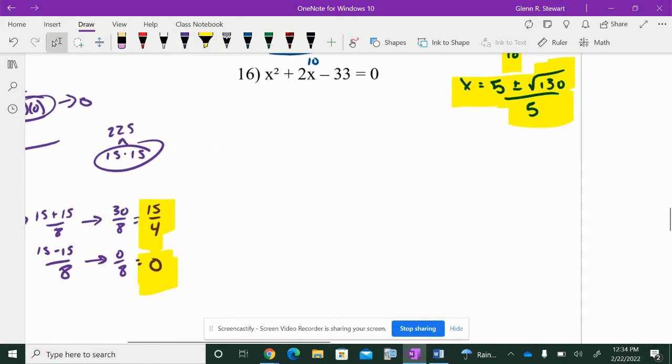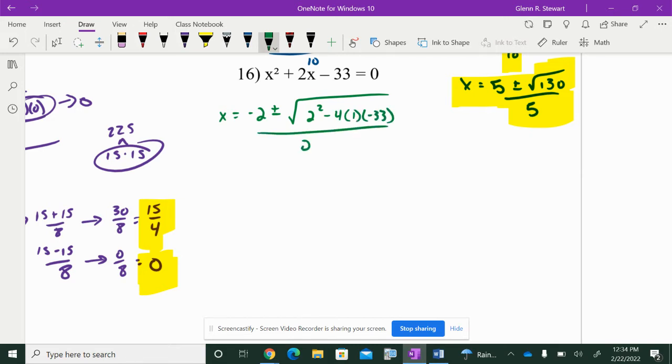Okay, and last but not least, x is equal to negative 2 plus or minus the square root of 2 squared minus 4ac, so 4 times 1 times negative 33, all over 2a, so 2 times 1. So x is equal to negative 2 plus or minus the square root of 4, and then 4 times... trying to think here. 4 times 33.